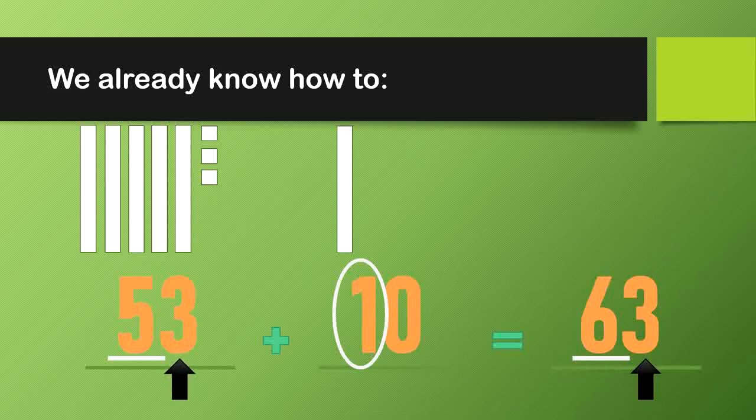The ones place is the same in 53 and 63 because we didn't add any ones in our second part, which was 10. It only had a number in the tens place. Let's keep going with our lesson today.